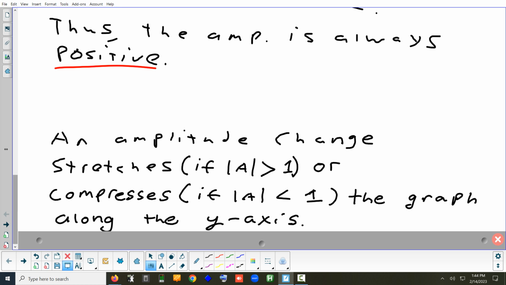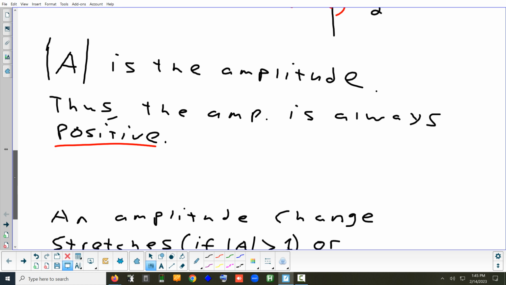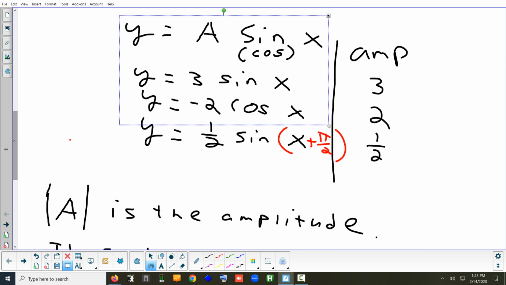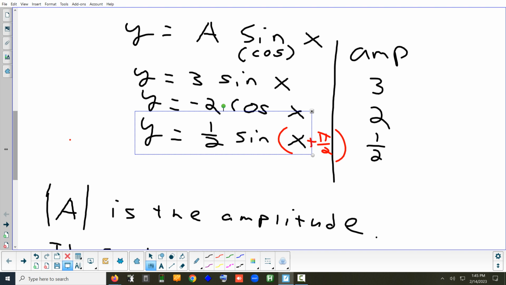If the absolute value is less than 1, so numbers that have an absolute value of less than 1, 0.5, 1/3, negative 0.6, all those numbers have an absolute value less than 1. That's going to compress the graph. And which way is it going to compress it? Up and down, vertically. So the only one that is a compression in this one is the third one, 1/2. And the original problem was just sine x.